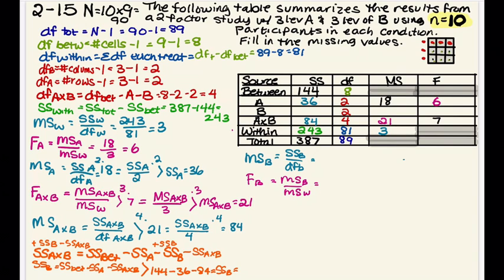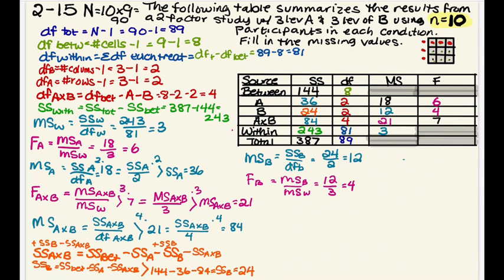This will allow us to calculate our mean square of B by taking 24 and dividing it by the degrees of freedom, which is 2. Then we can calculate our F ratio for B, which is 12 divided by 3 and equals 4.